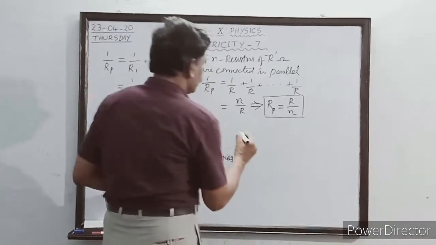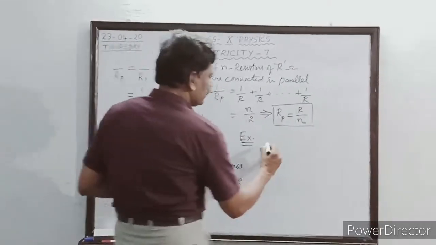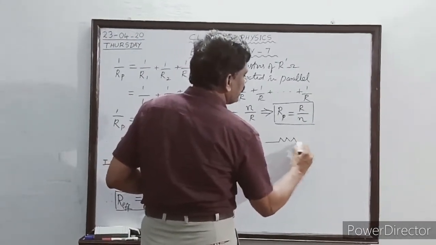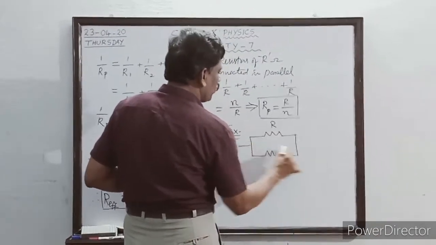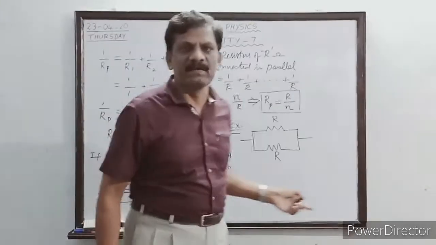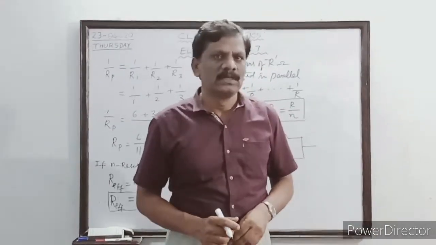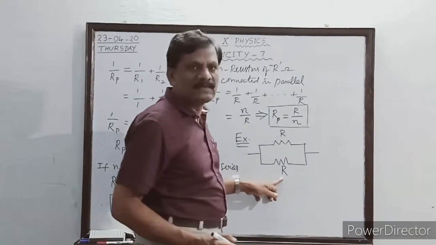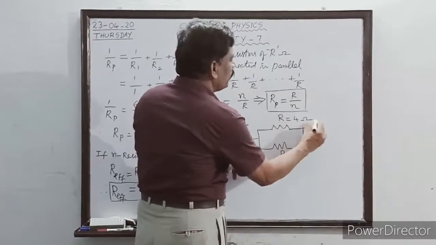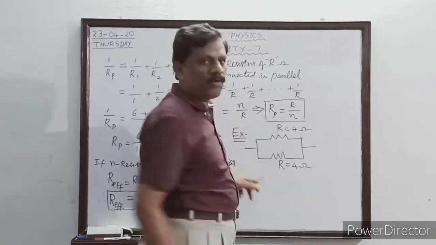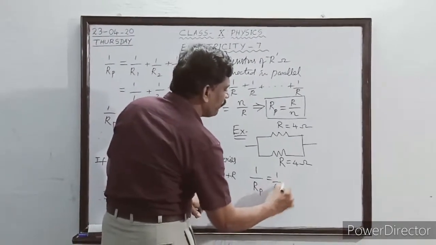Okay. Now, this is one example. Let us take a resistance of R ohm, which is connected in parallel to another resistance of R ohm. So, how many resistors have been connected? Okay, two resistors. What is the value of each resistance? R ohm. So, this one is R ohm and this is R ohm. For example, let us say that this is equal to 4 ohm and this is also equal to 4 ohm.